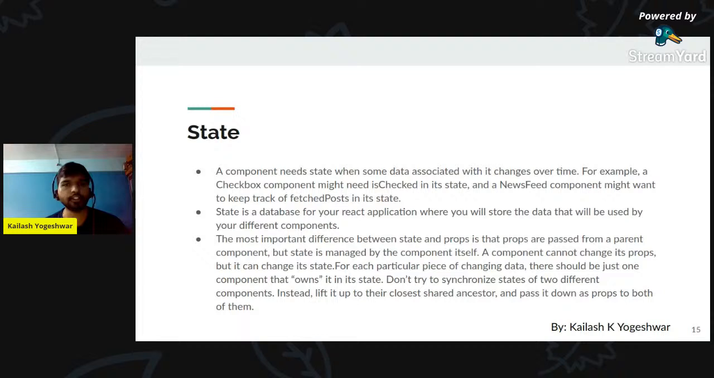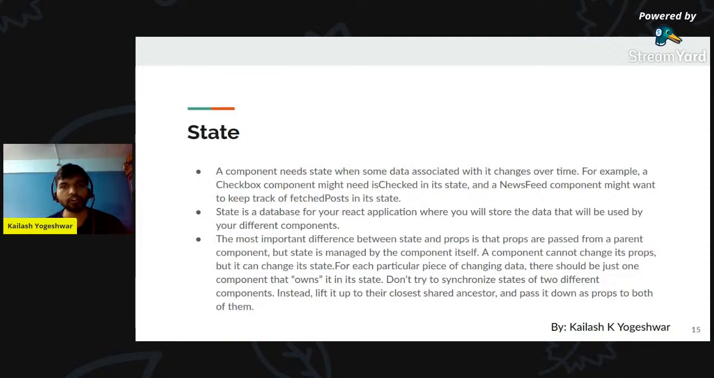So state is a database for your React application where you'll store data that will be used by your different components. State can be passed from one component to another component, but it can only be passed using props. So there's a parent component which has its state. Let's have a parent component as application, which has a state variable called counter, and there's a counter component which shows a counter result. So the counter component will receive the props from the parent component. State cannot be passed as state to another component, but state can only be passed as props to another component.